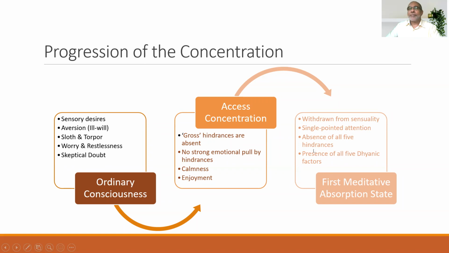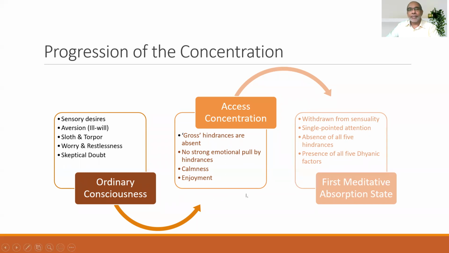Now, in the absence of the five hindrances, there are five other good mental factors taking over your mind, taking over the control of the thinking process. And they are called jhanic mental factors. There are five, which I will explain in a moment. Hope this process is a little clear now.